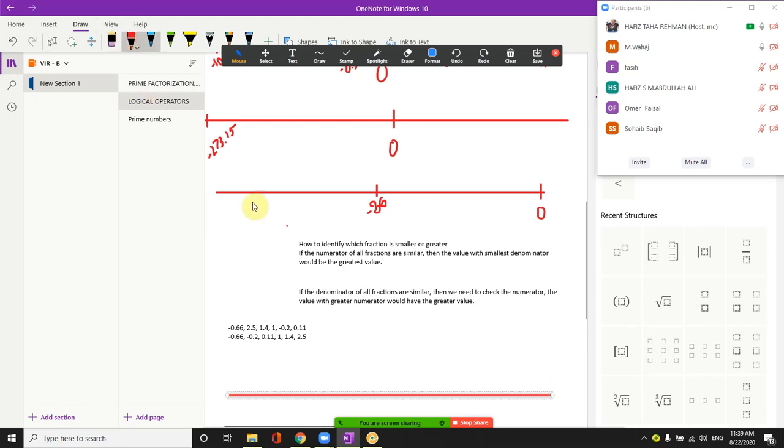A number line has 0 at the center, so I consider this value as 0. Minus 0.66 is the smallest value among all, so it should be written at the far left of the number line. Got it? Then minus 0.2 should be here because it is also smaller than 0 but greater than minus 0.66, as it is nearer to 0. Then 0, then 0.11.